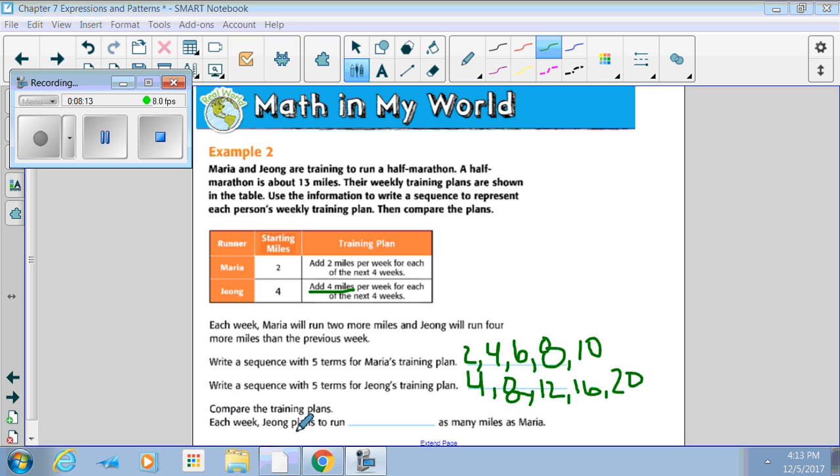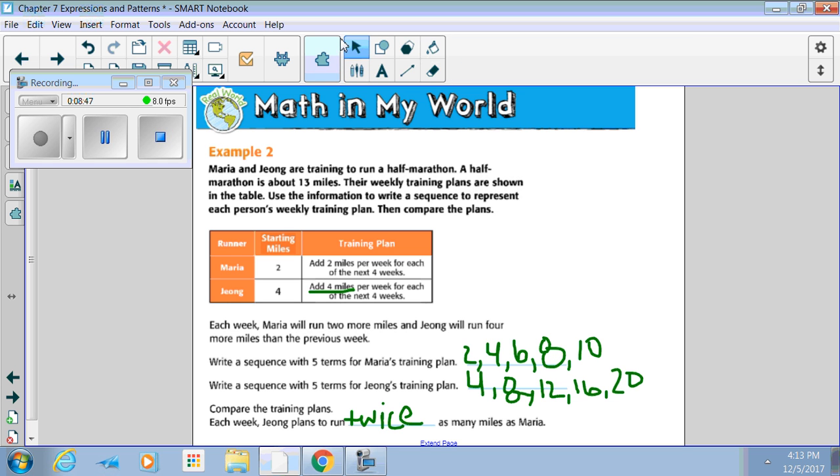So we can say that Jing plans to run twice as many miles as Maria. And guys, that's an I. Okay, so not only can we compare our patterns going across or horizontal, you may also be asked to compare them vertically. All right, let's keep on moving on because this should be a fairly easy day.